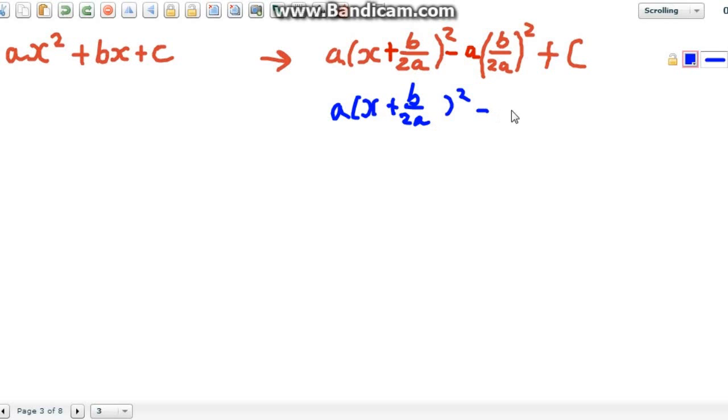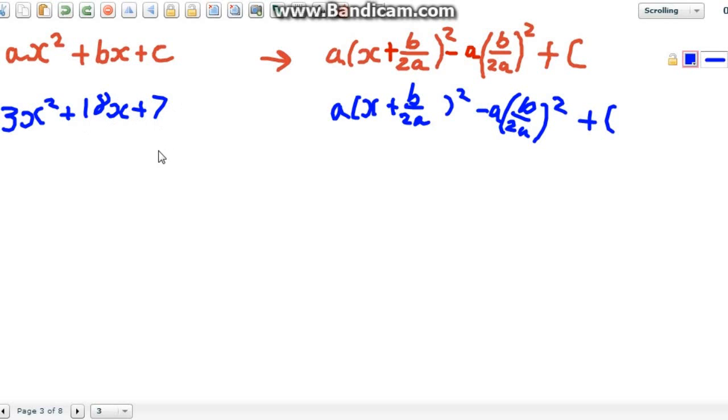The next thing we do is we're going to square this and take it away, but again taking this into account, so we square it, then times it by a, and then take it away. And then finally add on our number at the end. So let's do this with some numbers. Let's say 3x squared plus 18x plus 7.